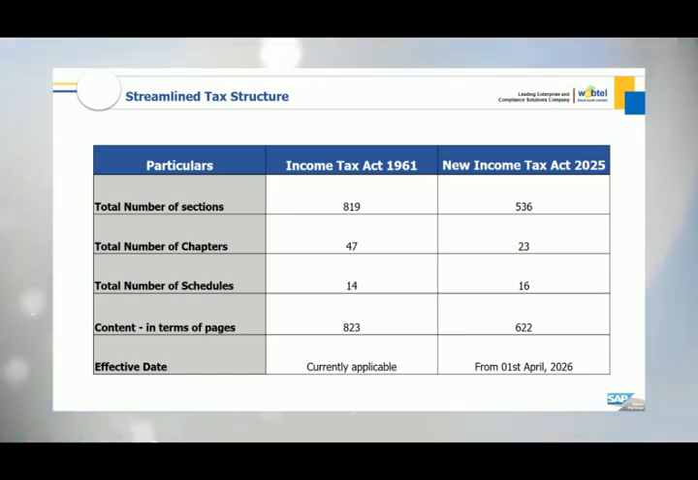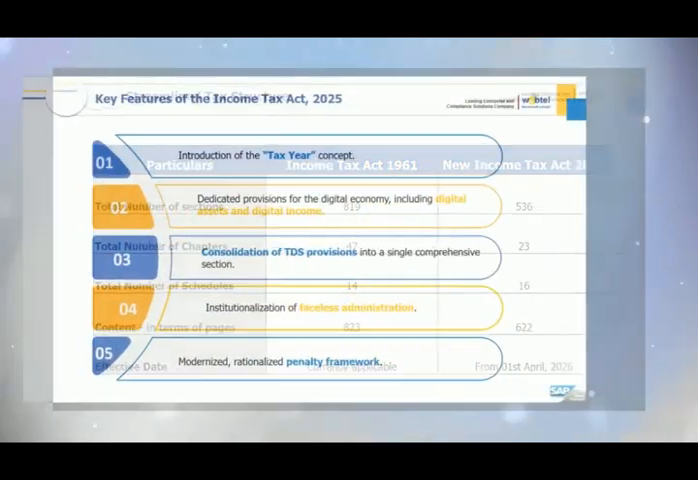The number of schedules increases slightly from 14 to 16, helping in better classification rather than adding complexity. The old act spanned around 823 pages, while the new act is reduced to 622 pages, reflecting simpler drafting. The 1961 Act is currently applicable. The Income Tax Act, 2025 will be effective from the 1st of April, 2026.